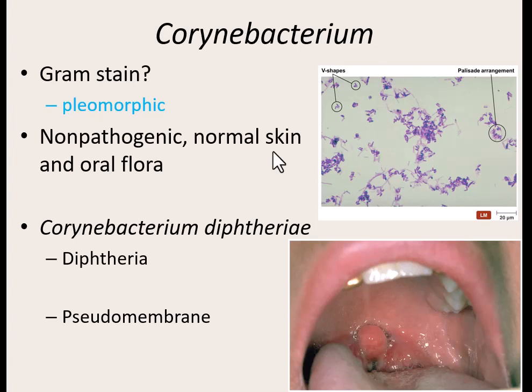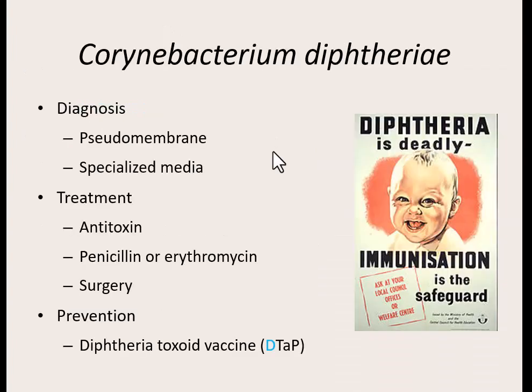It's the toxins that cause damage. The toxins can cause a congealed ball at the back of the throat, known as a pseudomembrane. It's that pseudomembrane that can cause individuals to suffocate, because it can literally block up the whole back of the throat and airway. For diagnosing it, you can visually see the pseudomembrane. Otherwise, we have plates that are very specialized to just grow this bacteria.